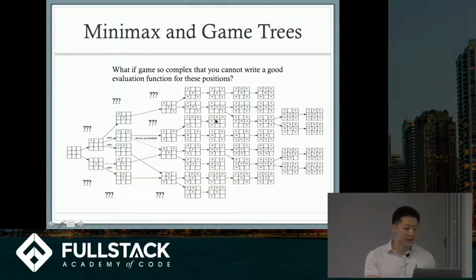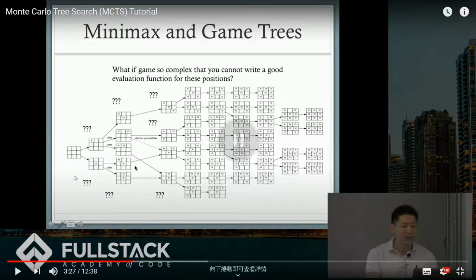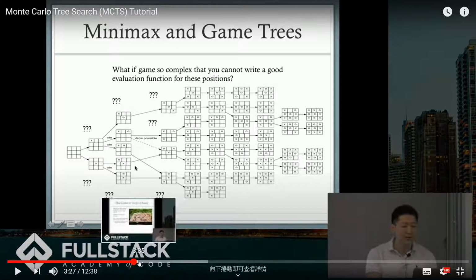Another issue with Minimax is that if the game is so complex that you cannot write a good evaluation function to tell the AI what is a good or bad position. Okay, we skip this part and we see the MCTS part.